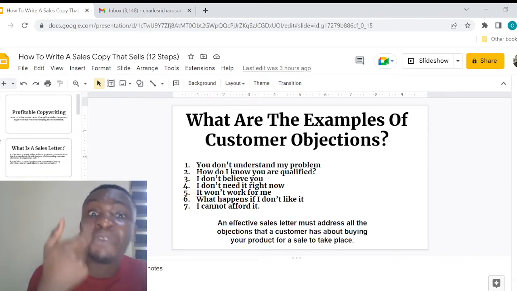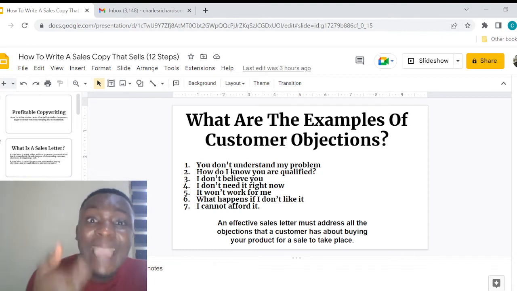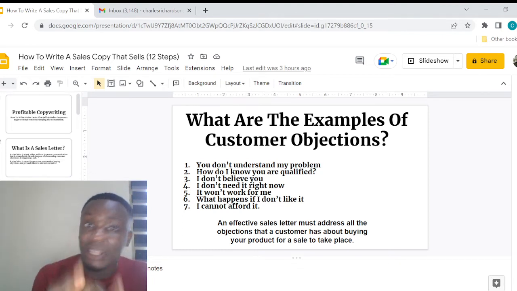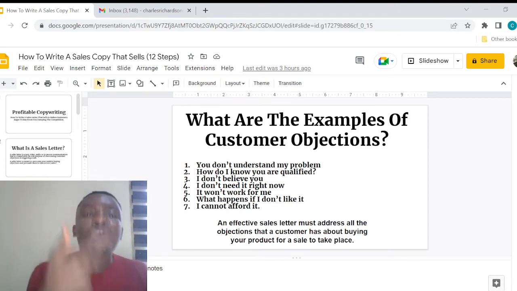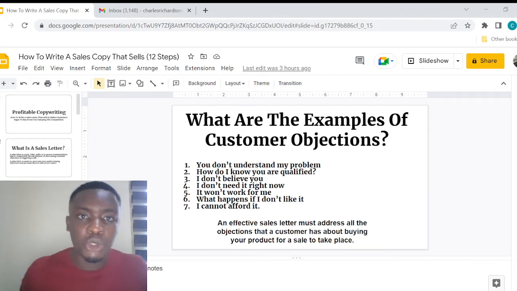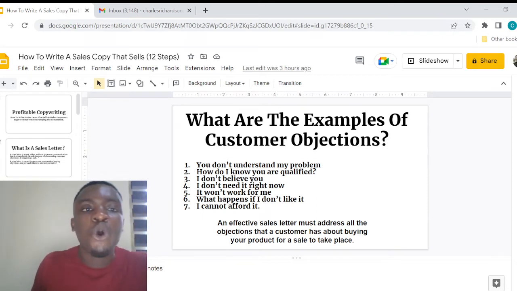In fact, one of the major reasons why people buy online is because of testimonials, social proof. Human beings are social creatures. We tend to take action when we see other people taking the same action and getting positive results. So when they don't believe your claims, when they don't believe the benefits of your product, how can you make them believe you?